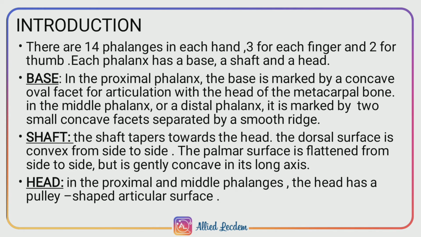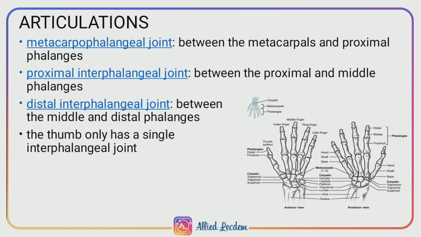Whereas the head, in the proximal and middle phalanges, has a pulley-shaped articular surface. In this, the articulations are brought by the metacarpophalangeal joint, which is between the metacarpal and proximal phalanges. Next is the proximal interphalangeal joint, which is between the proximal and middle phalanges. Next, the distal interphalangeal joint, between the middle and distal phalanges. The thumb only has a single interphalangeal joint.